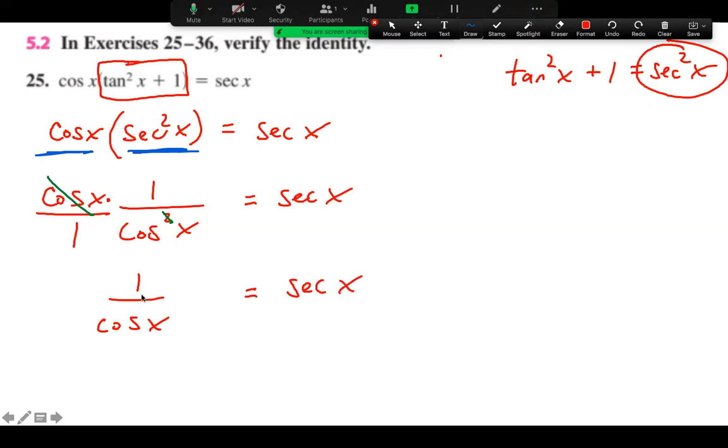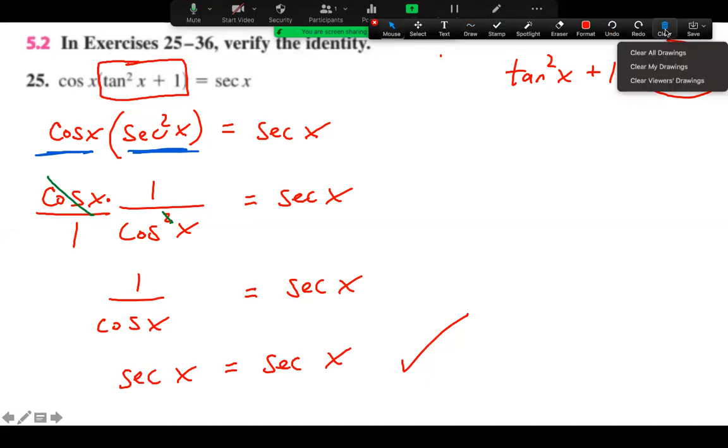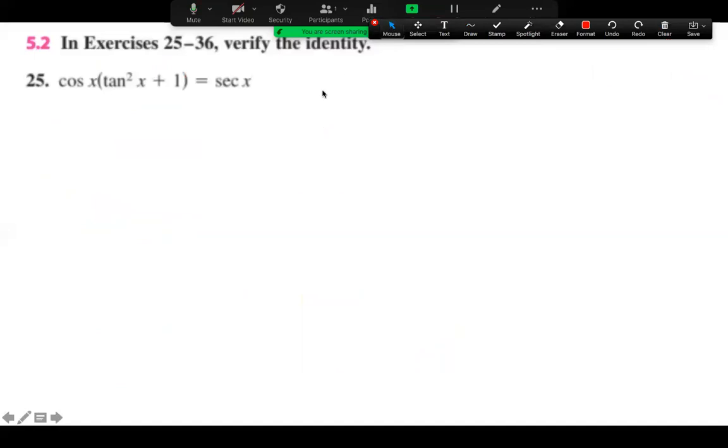And then finally, I notice that 1 over cosine is a reciprocal identity. 1 over cosine is the same as secant. So now I have secant x equals secant x, and it is verified. So that is the solution to number 25. That may not be the only way to get it, but that was the one that was most apparent to me. Okay, so with that in mind, we will move on to the next one. So we will clear and keep it moving.